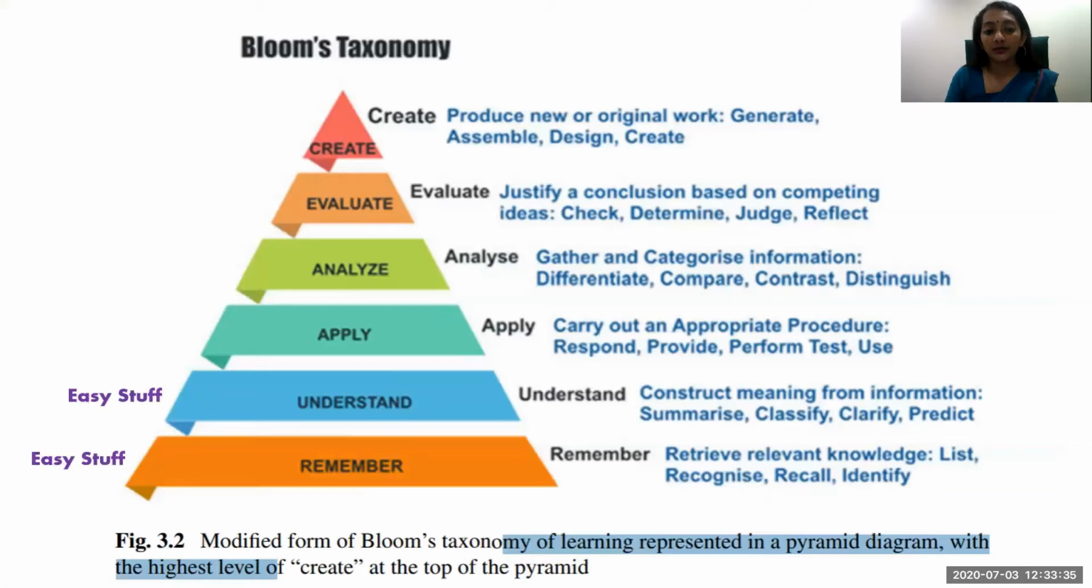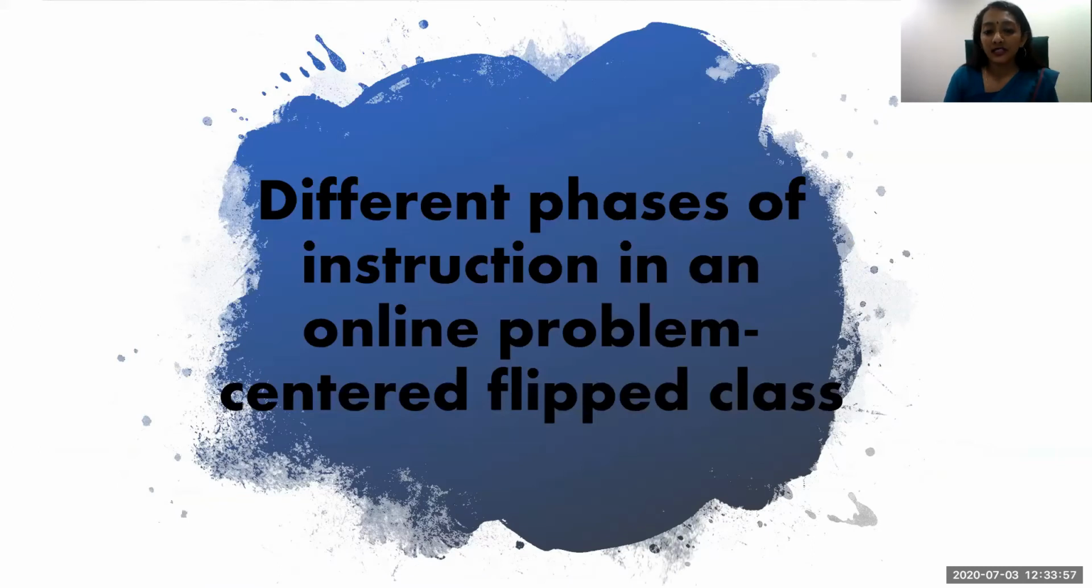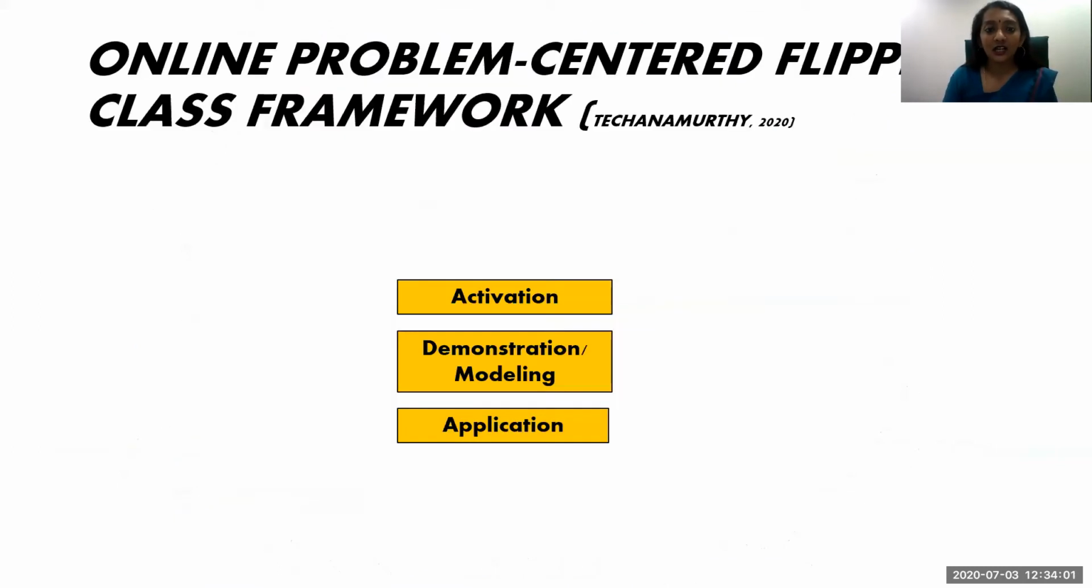Using Bloom's taxonomy, remember the lower levels, get them to do the easy stuff, and the harder stuff is done in the apply and analyze activities. Activities that require them to evaluate and create are usually the harder stuff, where they need to actually produce something, generate something, design something. All right, so these are the different phases of instruction in an online problem-centered flipped class.